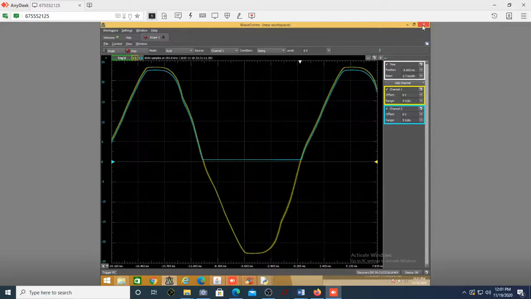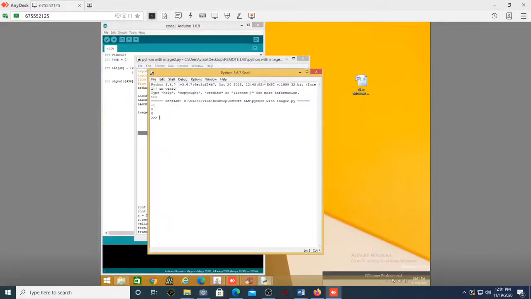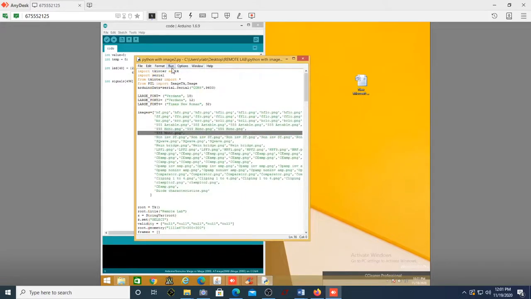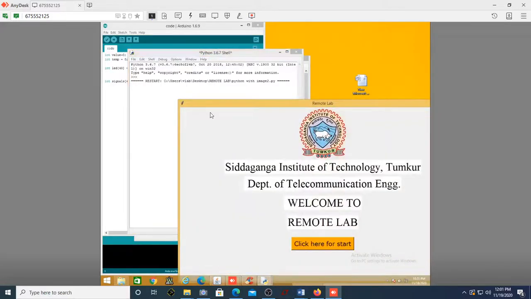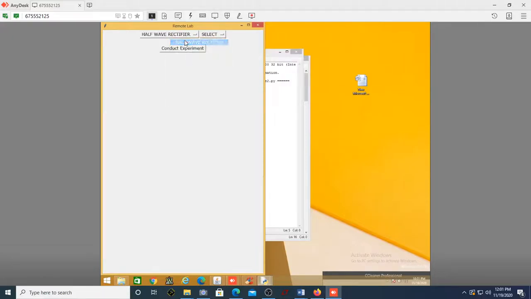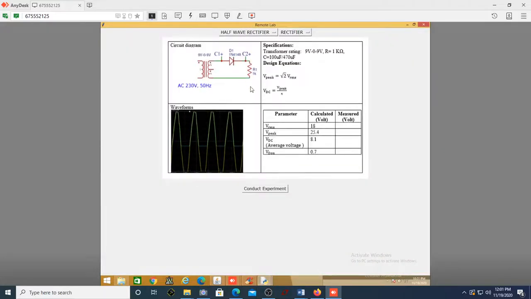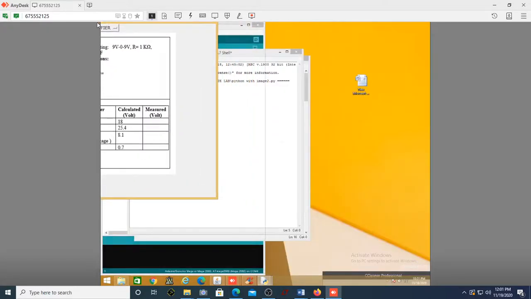Okay, let me take this out. This is our remote lab. Let me start from the beginning. This is where I can run my program. Now I'm running it. I will select half wave rectifier. This is my rectifier circuit. You can see this is using a 9-0-9 transformer, so the overall voltage will be 18 volt RMS. And of course we know that it is V peak by pi. So let us try to find out.